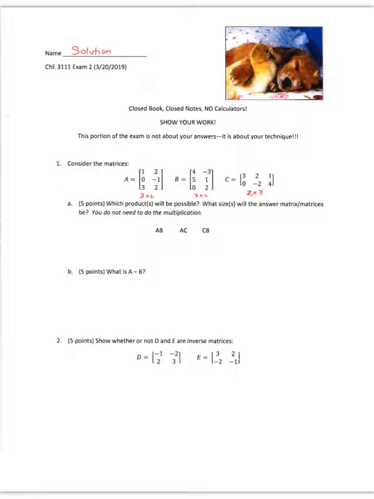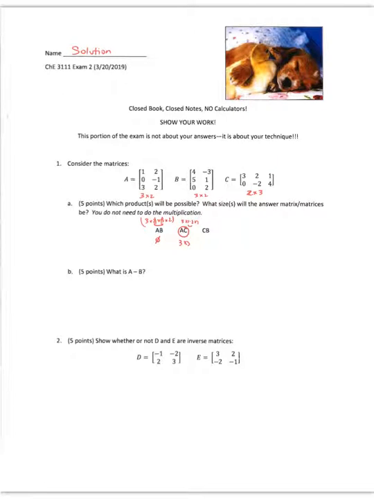And so if you're looking at AB, you have a 3 by 2 by a 3 by 2. And the rule is that the middle numbers there need to be the same, so this one is not possible. But AC is 3 by 2 times 2 by 3, and those do match, and so the answer will be a 3 by 3.